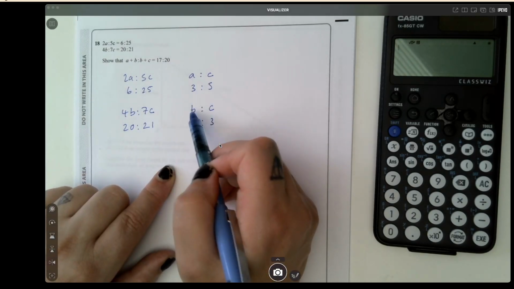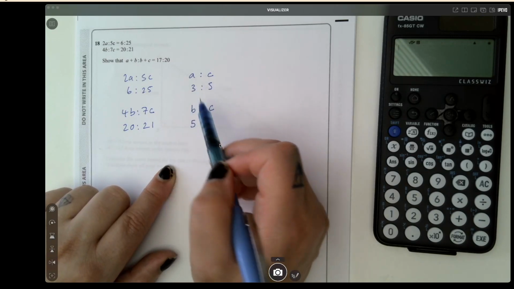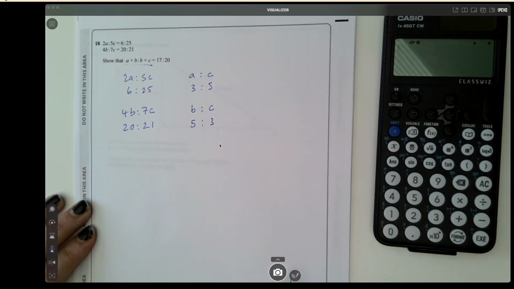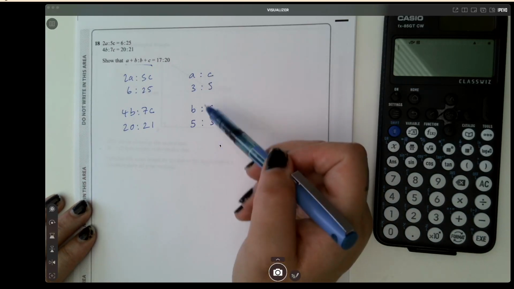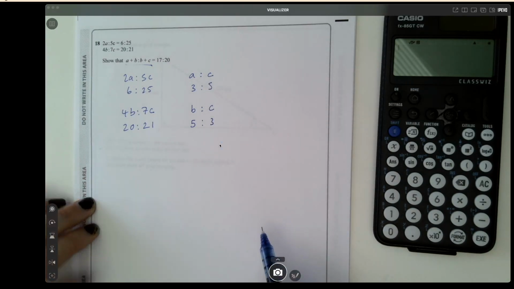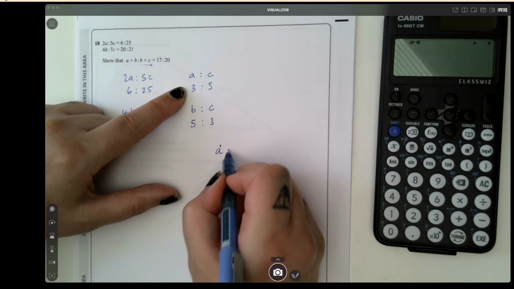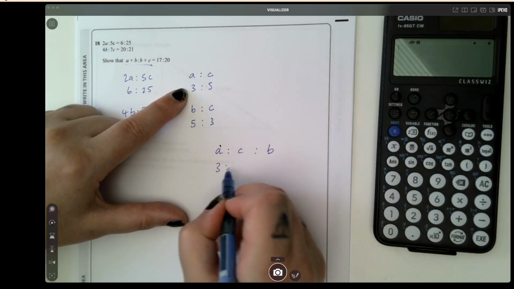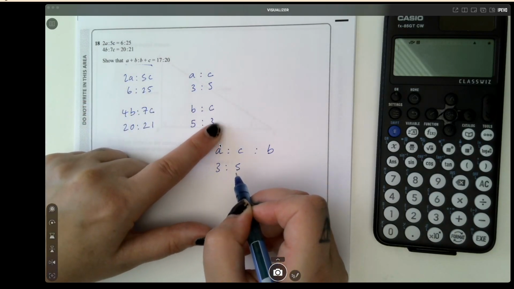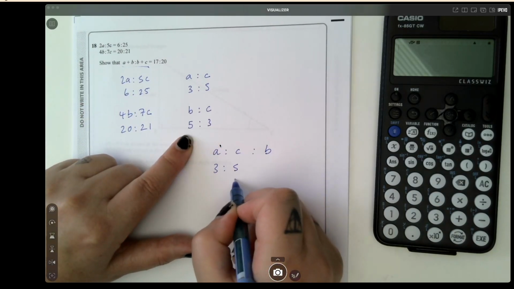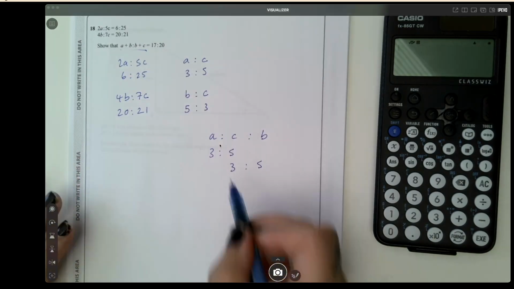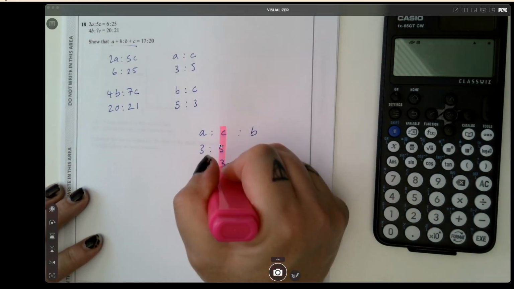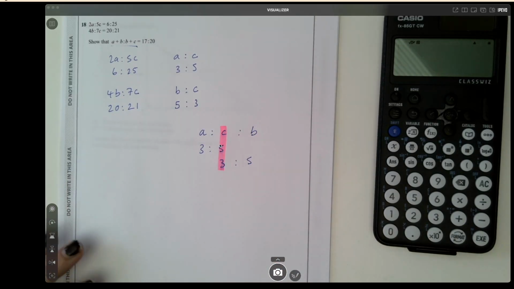So now I'm dealing with these single letters. I'm going to figure out this ratio here. To do that, what we notice is I've got c in both of these. So I'm going to rewrite this as a to c to b. In this first ratio, it's 3 to 5. And in this ratio, c to b is 3 to 5. I want this middle to be the same. I want it to be equivalent so I can combine these ratios.